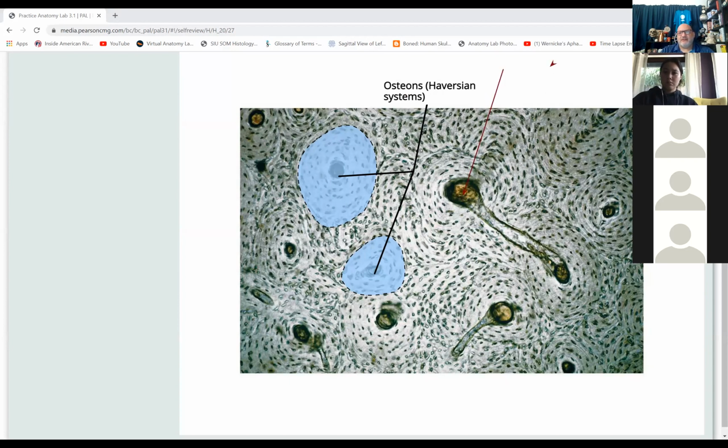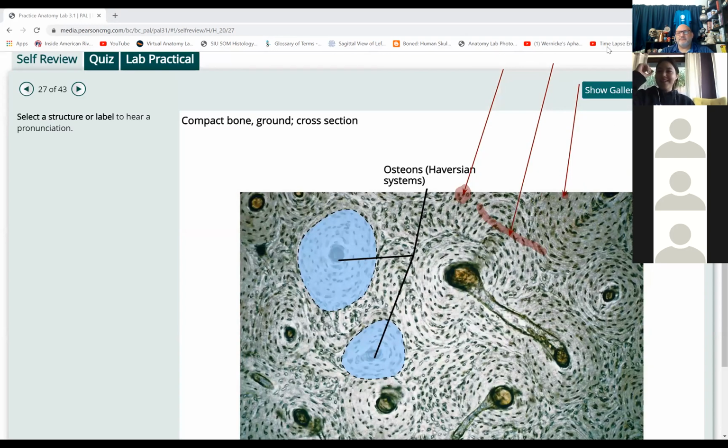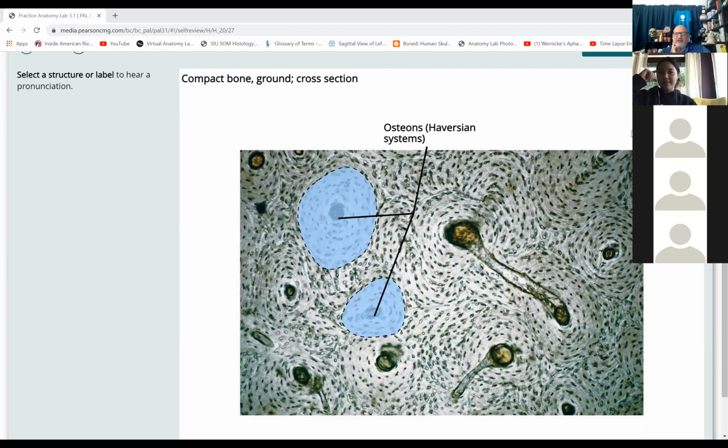Identify the space. All right, what's this first space right here? Central canal. Second space right here. Perforating canal. Third space right there. Lacuna. Lacuna, exactly. Now, for the interstitial lamella, how would you ask that? Layers.